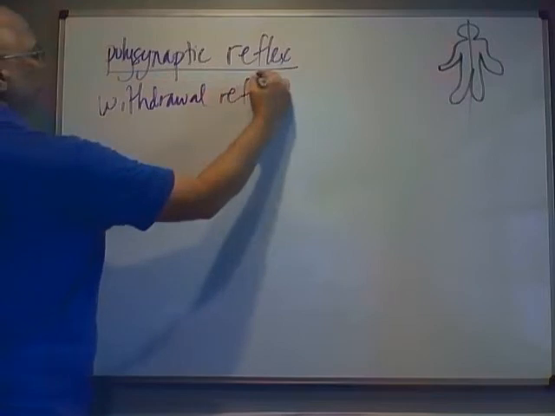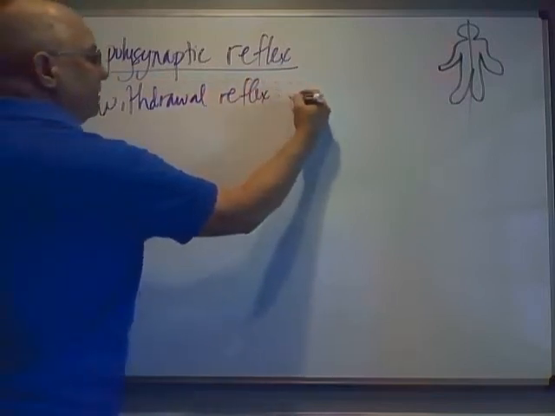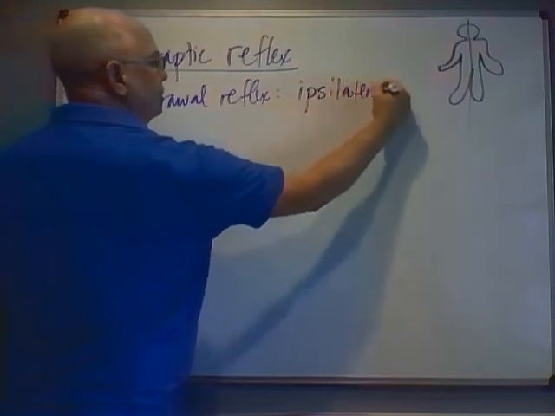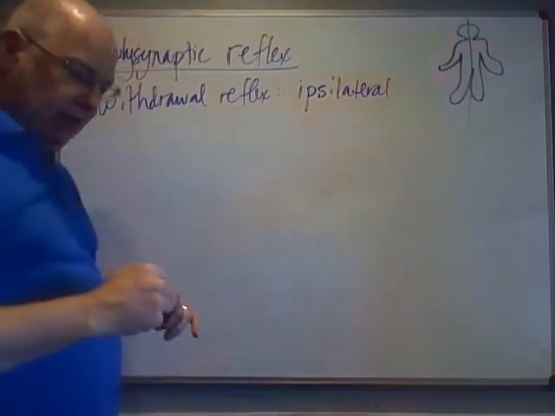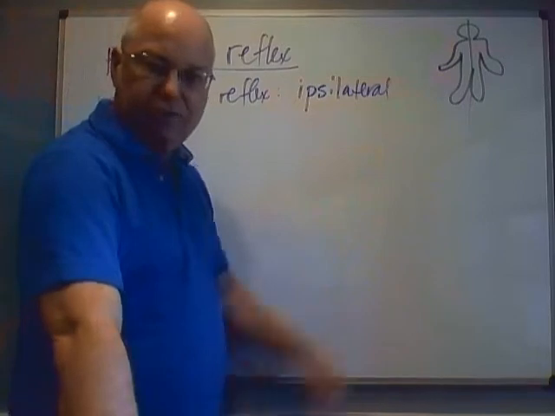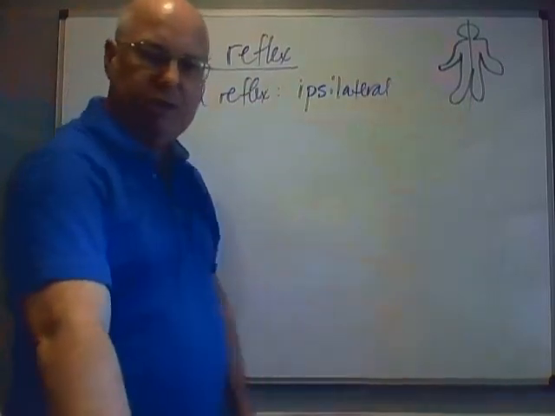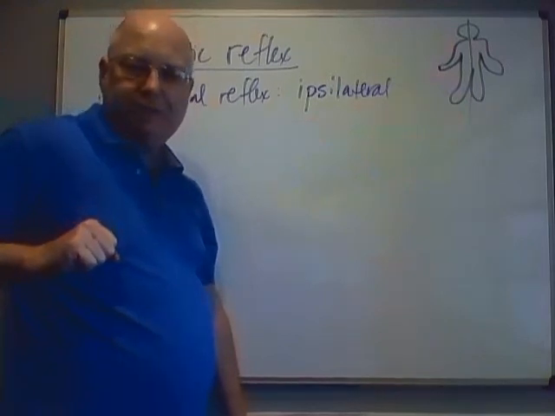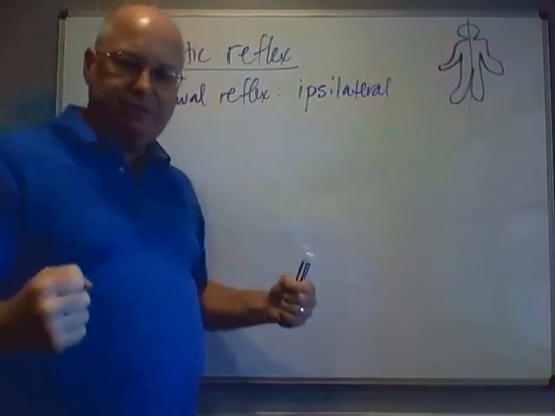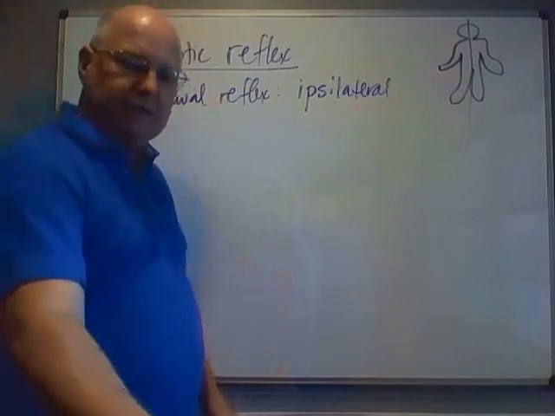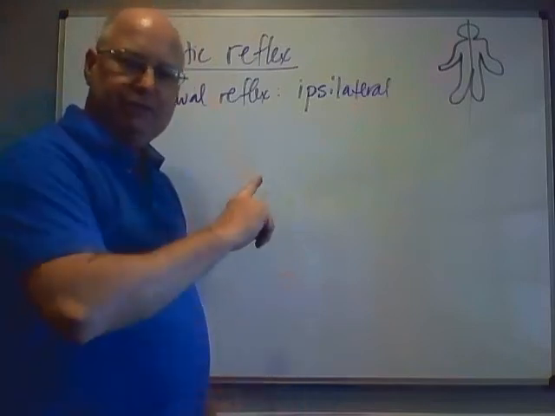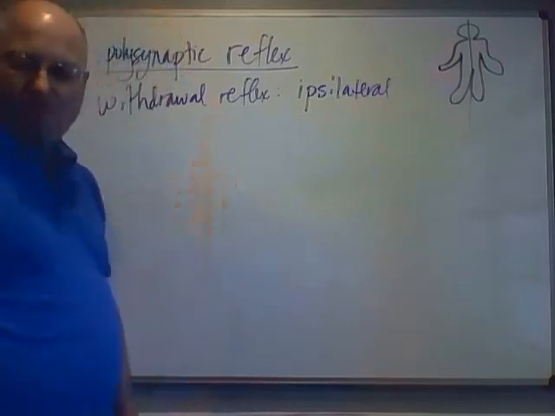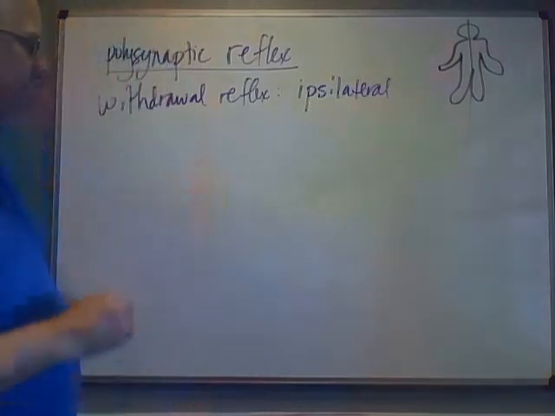The withdrawal reflex is not only polysynaptic, but it is also ipsilateral, meaning that response is going to happen on the same side. If I put my right hand on a hot stove, there's no reason for me to start jerking around my left arm. I want to withdraw it from the same side, okay? So this involves the upper limbs. And this is considered to be an ipsilateral reflex because it's going to happen on the same side, but it's going to be polysynaptic. And here's why, okay?